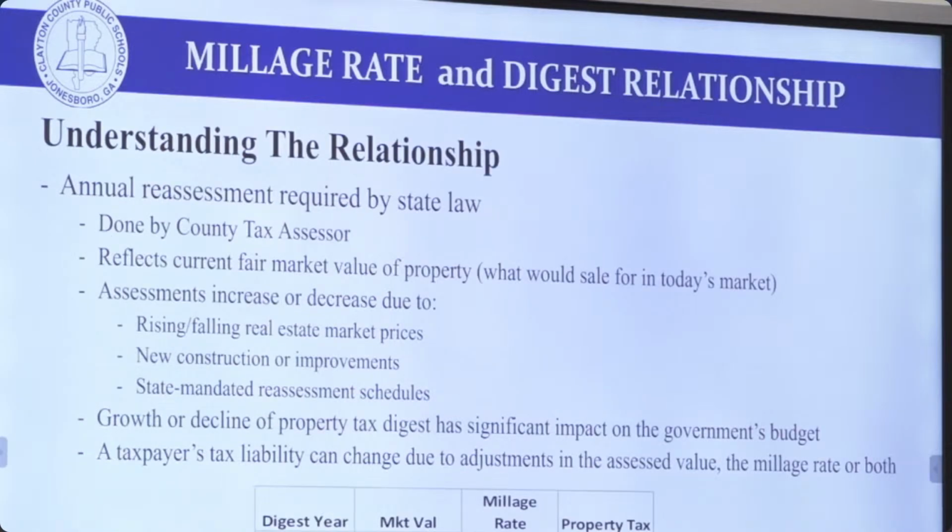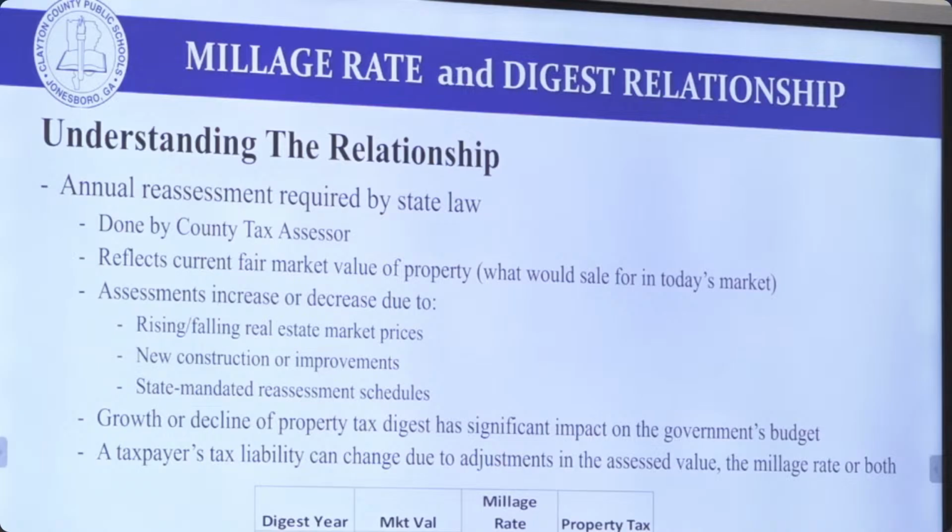Each year, the annual reassessment of your property is required by state law. This is done by the county tax assessor. The county tax assessor does it, not the school districts, not the county itself, not the county commissioners themselves, nor the city council. The county tax assessor sets those values. It reflects the current fair market value of your property, what it will sell for in today's market. Your assessments can increase or decrease due to rising or falling real estate market prices, new construction or improvements in the area where your home is, or any state mandated reassessment schedules. The state mandates that you reassess values every so often if you're not doing it every year.